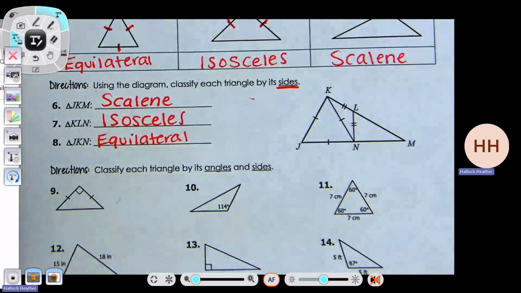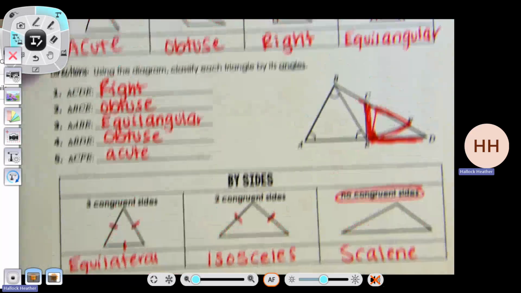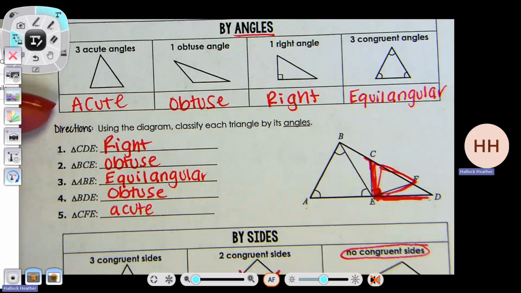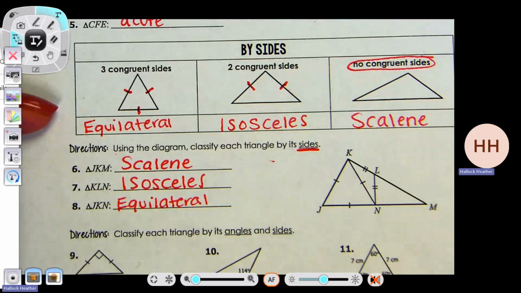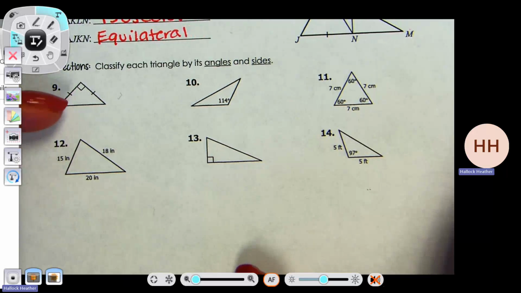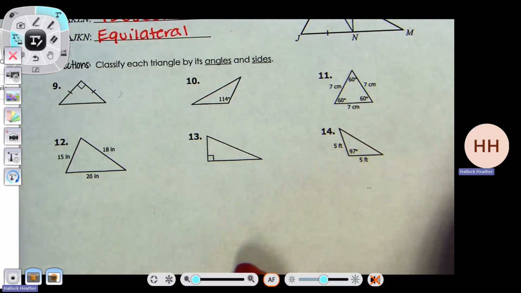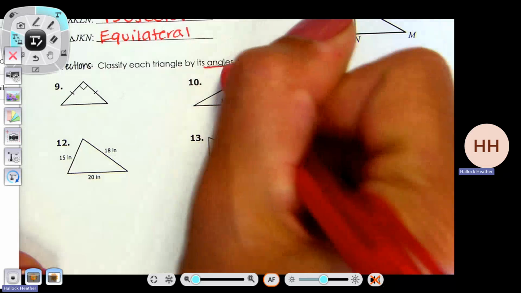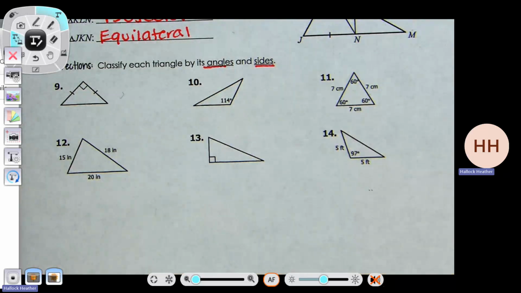Okay, so if it's classification by angles, it's one of the 4 top ones. Okay, one of these 4. If it's classification by sides, it's one of these 3. What we're going to do now is we're going to look at all 6 of these triangles, and each one needs 2 classifications. So you need to classify it by angles and sides. I don't care which one is first. It doesn't really matter as long as you have both.